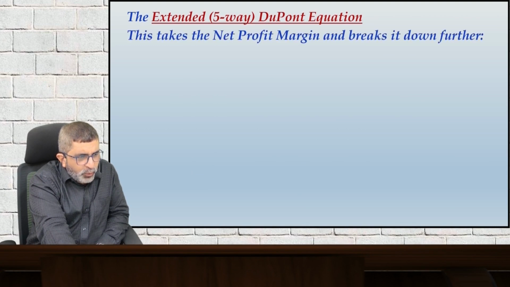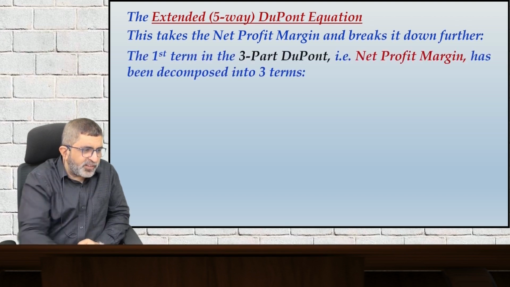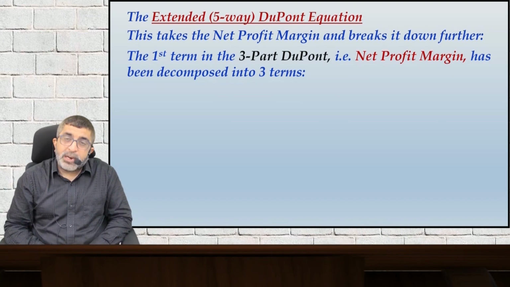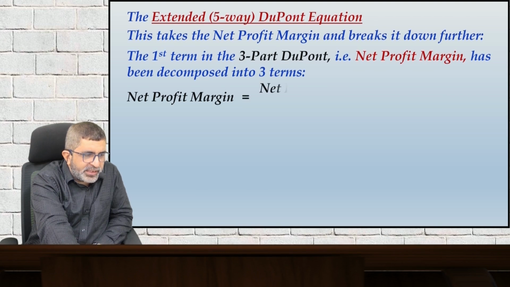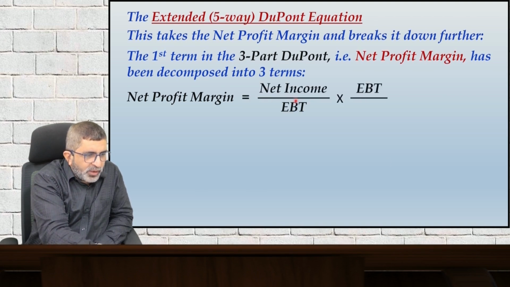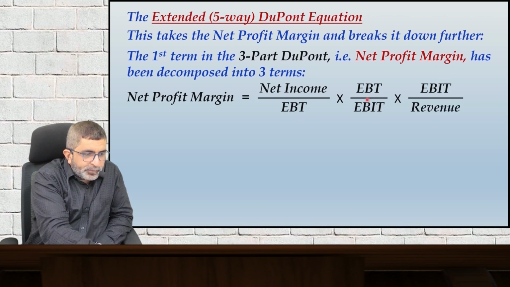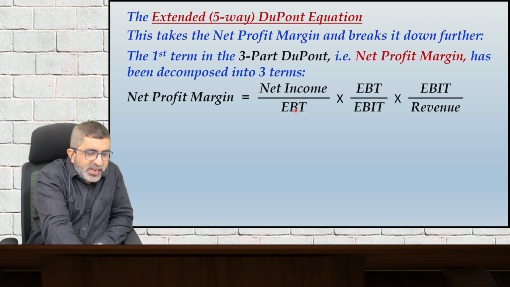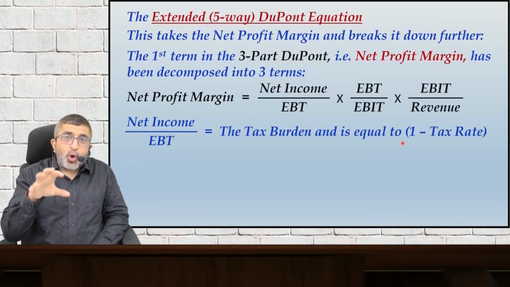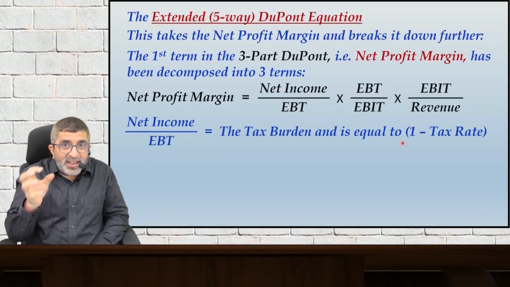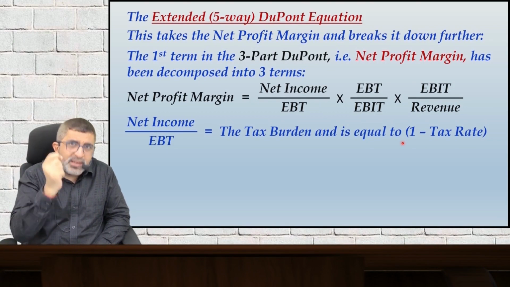Extended 5-way DuPont equation. This takes net profit margin and breaks it down further. The first term in the 3-part DuPont, that was the net profit margin, has been decomposed into 3 terms. Which 3 terms? Net profit margin is now net income divided by EBT, then EBT divided by EBIT, and EBIT divided by revenue. Now net income divided by EBT, this is basically the tax burden. Now why it is called tax burden, you will never understand unless you have taken up a small example.